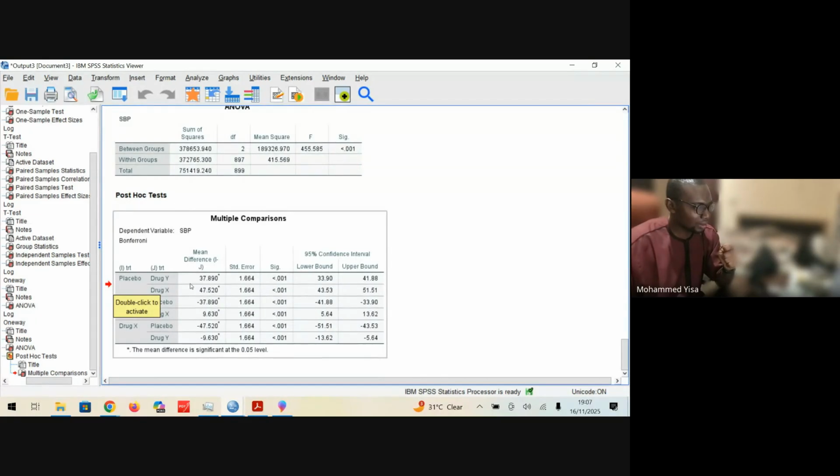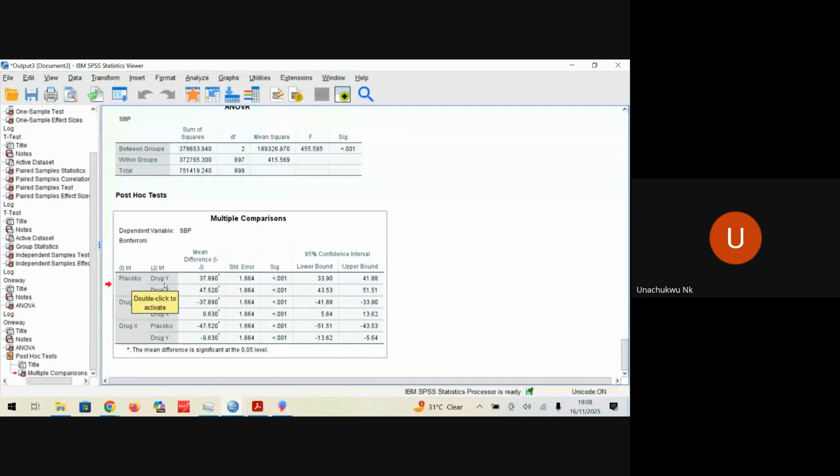So that is the mean difference. On average, those in the drug Y arm had 37.8 millimeters of mercury less BP than those who took placebo. And those in the drug X arm had 47.5 millimeters of mercury less blood pressure compared to those who took placebo. So that means that for both drug Y and drug X.